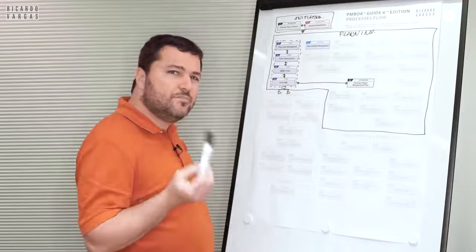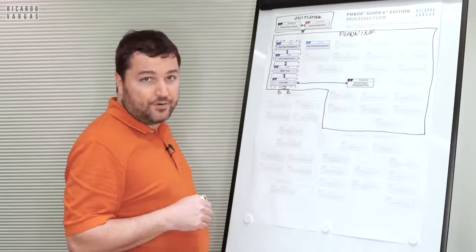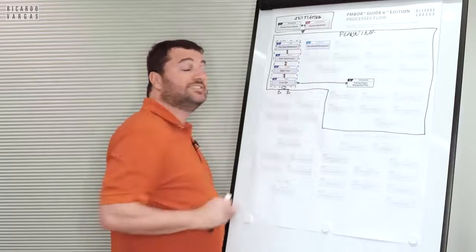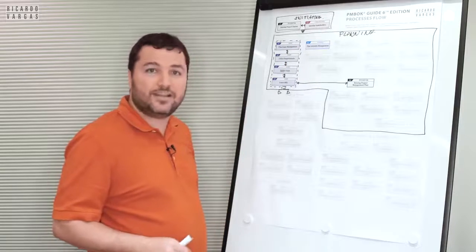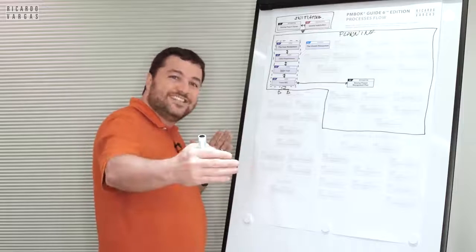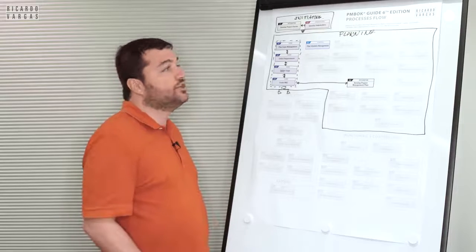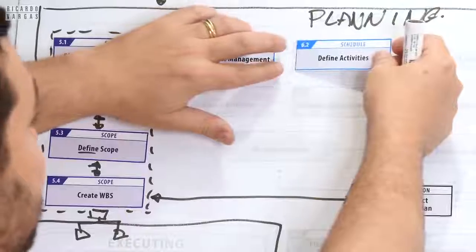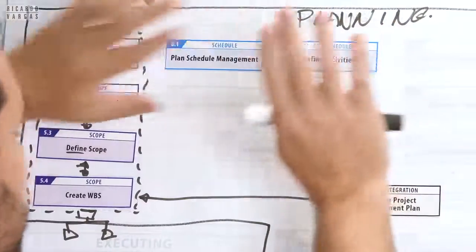And one point that you may notice, for those who are coming from the PMBOK 5th edition, it used to be called time, and now it's called schedule because we are talking about the time and how the times flow in your project. After that, you will define the activities. Very, very important here.